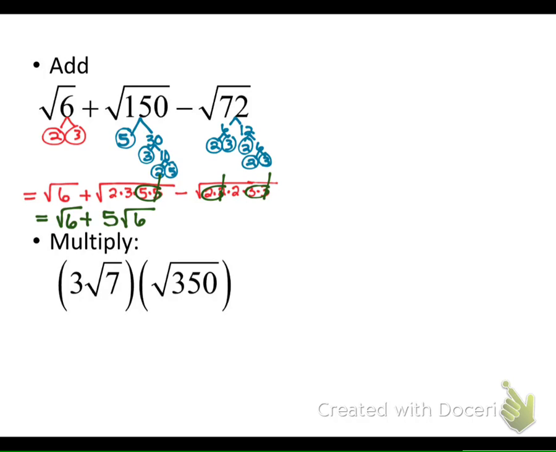Then I bring down my subtraction sign. The square root of 72 in simplest form. What's my coefficient?